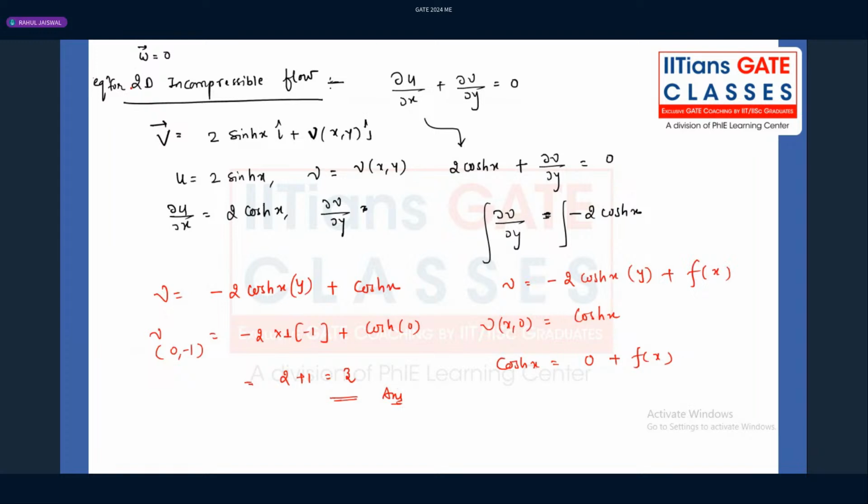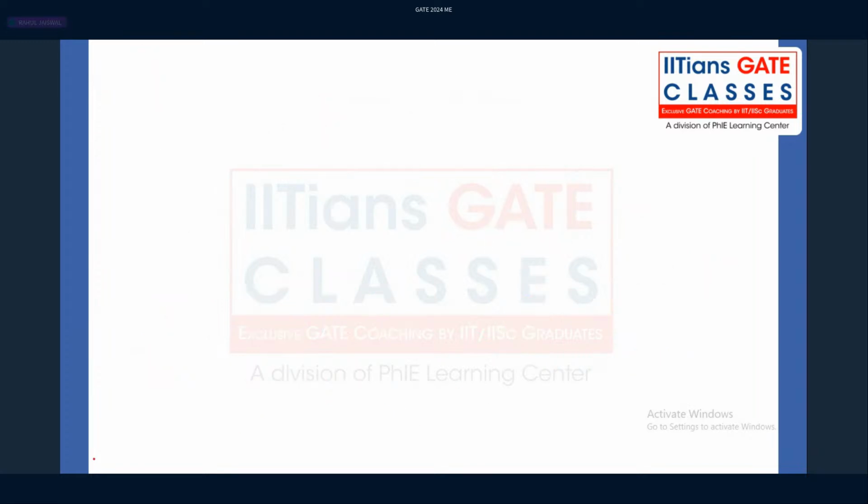So the keyword is two-dimensional incompressible flow. This is a very, very important term, guys. For incompressible flow, the volumetric strain rate will be 0. What is the meaning of incompressible flow? Del dot V is 0. Note down here: incompressible flow, del dot V should be equal to 0, guys. So this is regarding question number 1.